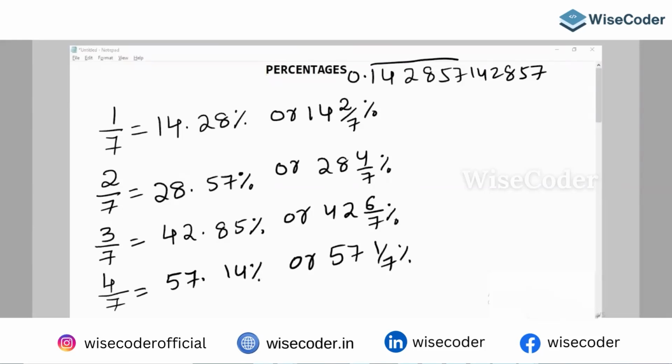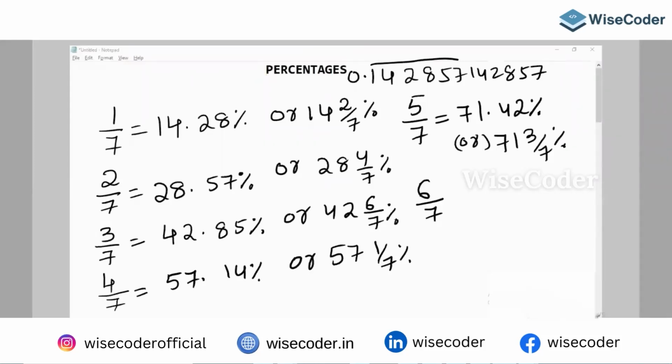Next. 5 by 7 I want. 50, how many times 7? 7 times. Then the answer is 71.42%, or you can write this value as 71, and 42 you can write as 3 by 7%. So 71 3 by 7%. 6 by 7 I want. What is 6 by 7? 60, how many times? 8 times.